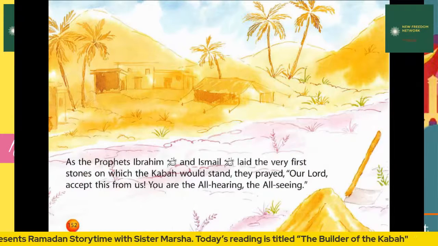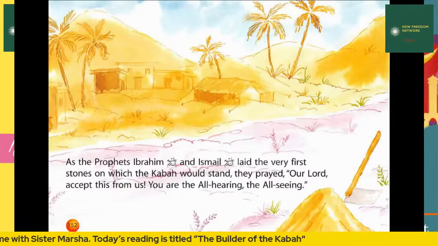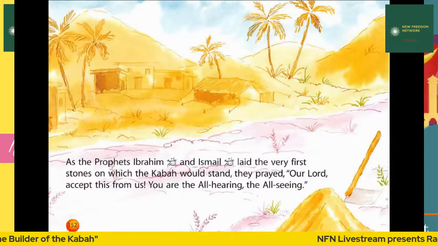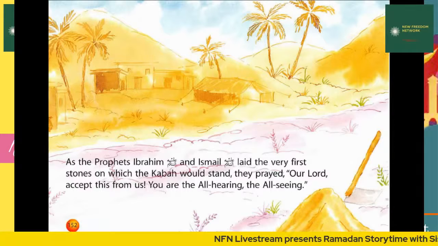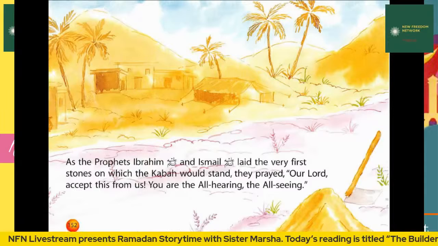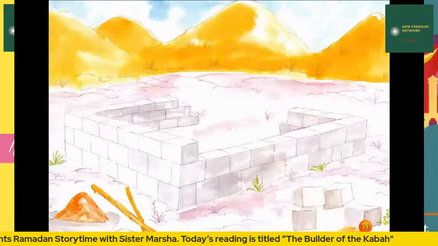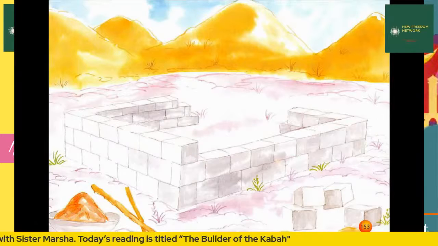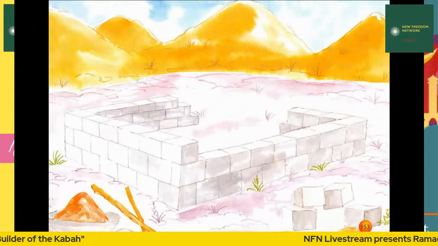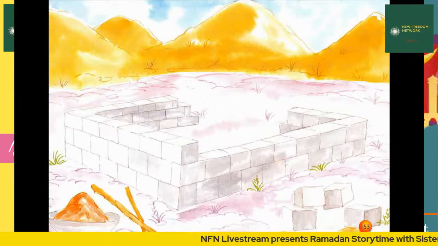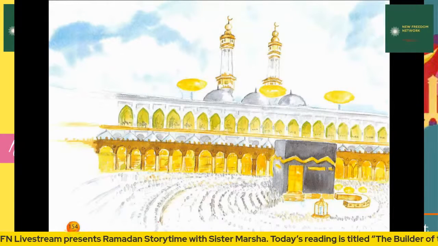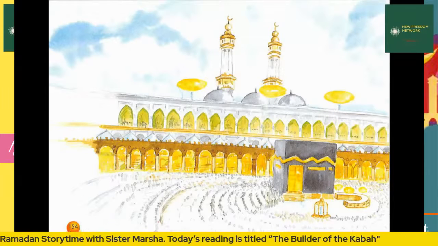As the prophets Ibrahim and Ishmael, upon them be peace, laid the very first stones on which the Kaaba would stand, they prayed, "Our Lord, accept this from us. You are the all-hearing, the all-seeing." And so there we see the Kaaba starting to be built. You see the stones being stacked on top of each other to build this house. And then we see a complete picture of the Kaaba there in the middle, the black stone.